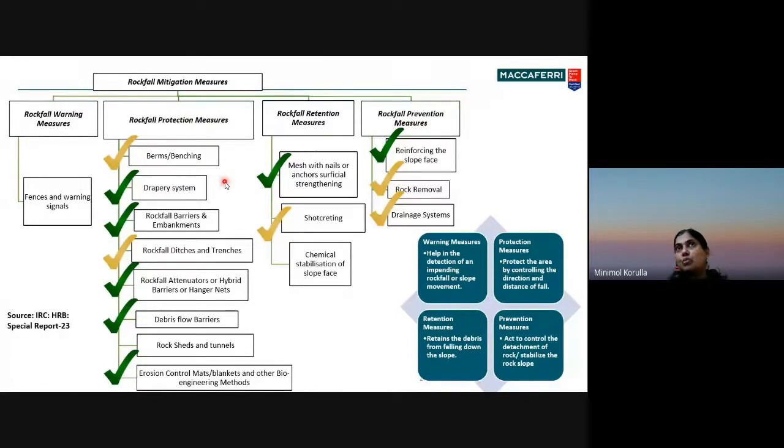Second is rockfall protection measures. Which are the rockfall protection measures? If in the slope itself we can provide more berms and benches, that will prevent a sudden rockfall. Another is the drapery system. What do you mean by drapery system?